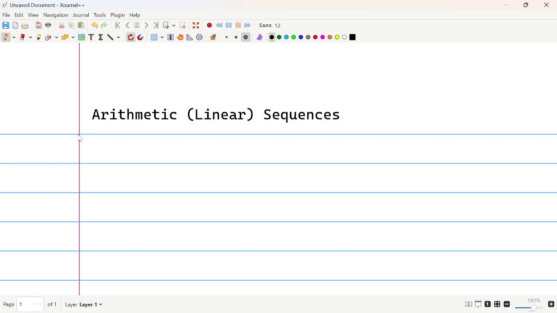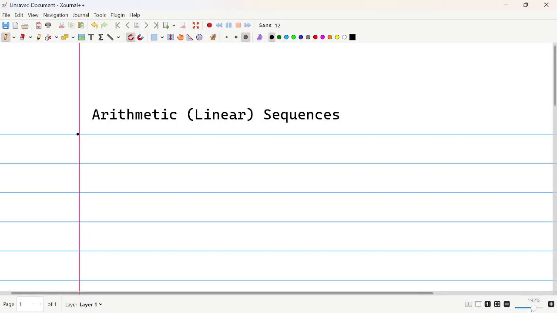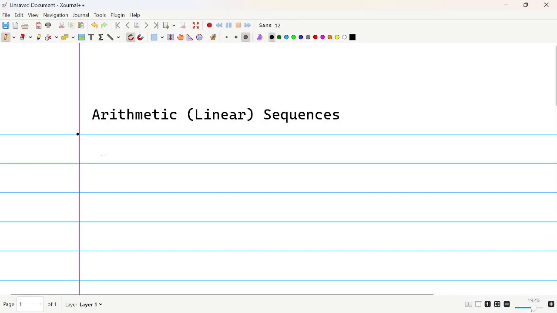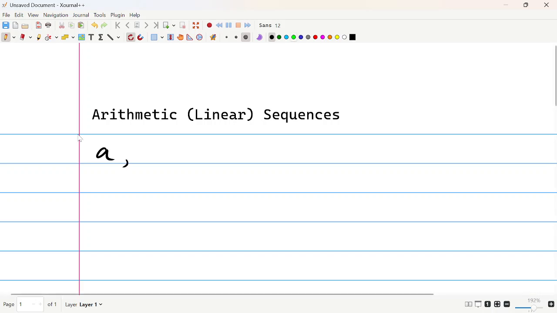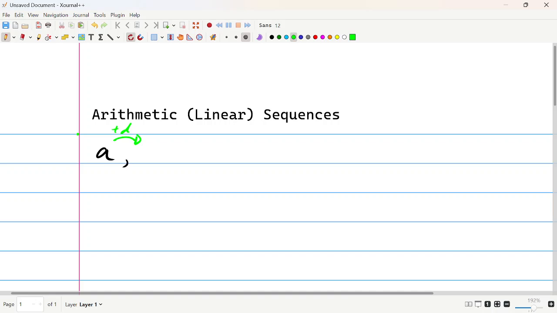So what we know about it from grade 10 is that if we have a number pattern, and let's say we have a first term which is A, and then we want to continue with a certain difference. So we want to add D. So we plus it by D, and what are we going to get? We're going to get A plus D, right?